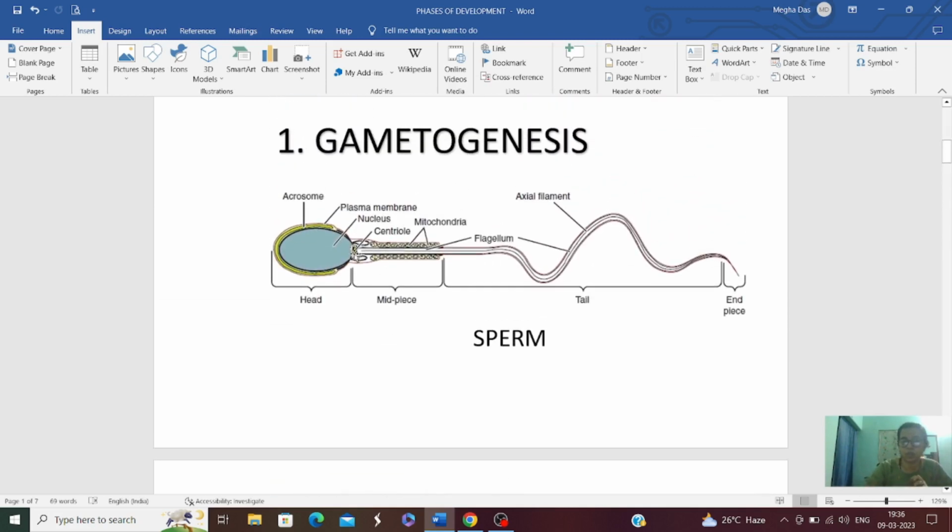Whereas you can see the structure of the sperm, it has a tail and it is comparatively smaller in size as compared to that of the egg. The egg is comparatively larger and the sperm is comparatively smaller than the ovum. So this is the process in which the gametes are formed, that is gametogenesis. This is the very first step in which the development occurs.